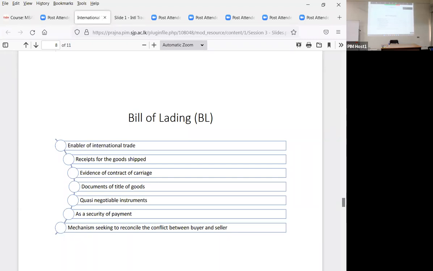And for that, if we are coming to maritime, the most important thing is the bill of lading, because that shows the carriage of goods. In international trade, the first and foremost is the formation of the contract of sale between the buyer and the seller, or the importer and the exporter. So that is the most important thing. That is the backbone of international trade.